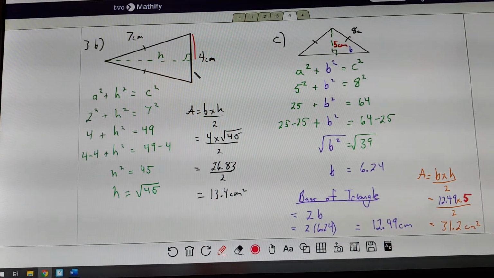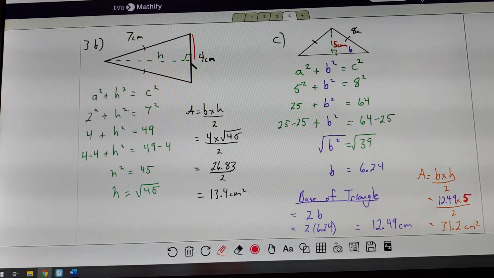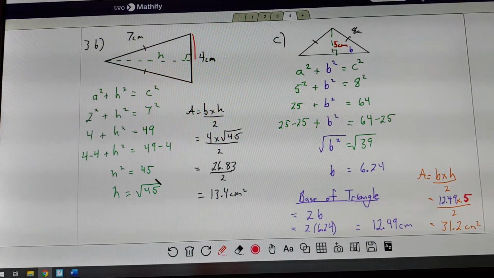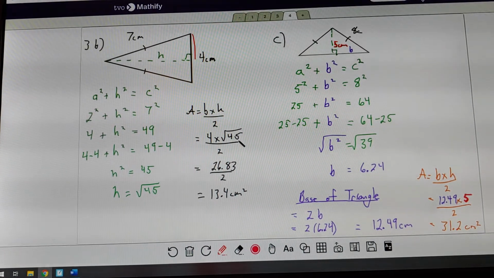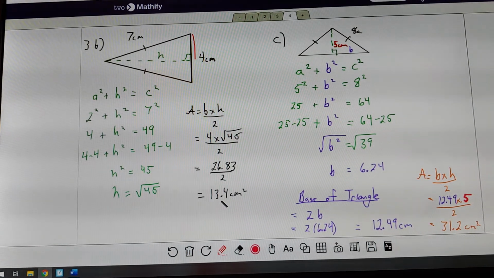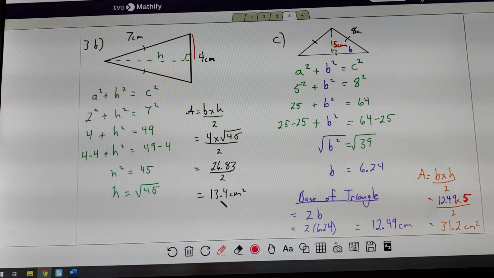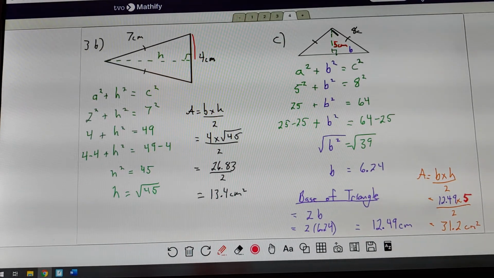Okay, so base times height divided by 2. The base of this triangle is 4. The height we just found out is square root 45, right there, divided by 2. 4 times square root 45 is 26.83, divided by 2, and we get an area of 13.4 centimeters squared. Okay, 3C, they gave us this triangle.